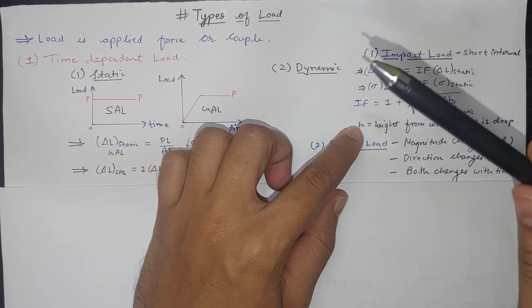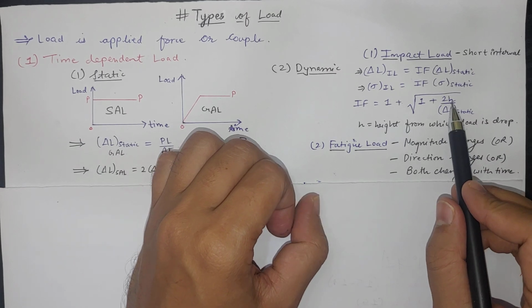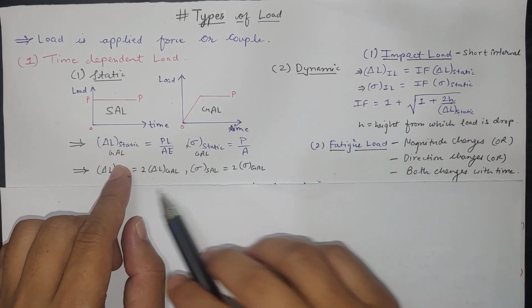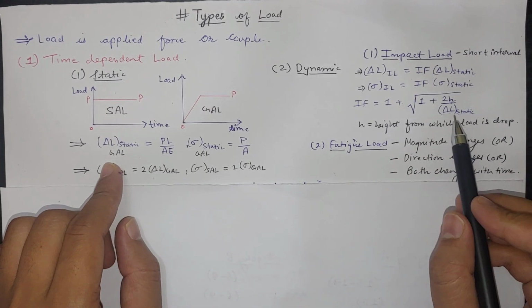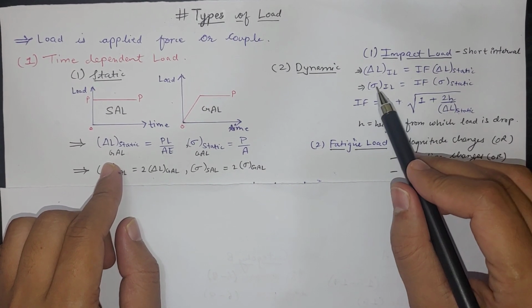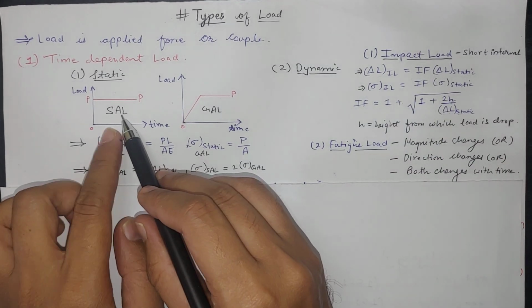If I suddenly drop this pan from here, then the height is h, and the deformation when we apply the load gradually is PL by AE. Like this we can calculate the impact factor, place it here, and find the change in length and stress. Now this impact factor is 2 for a suddenly applied load.